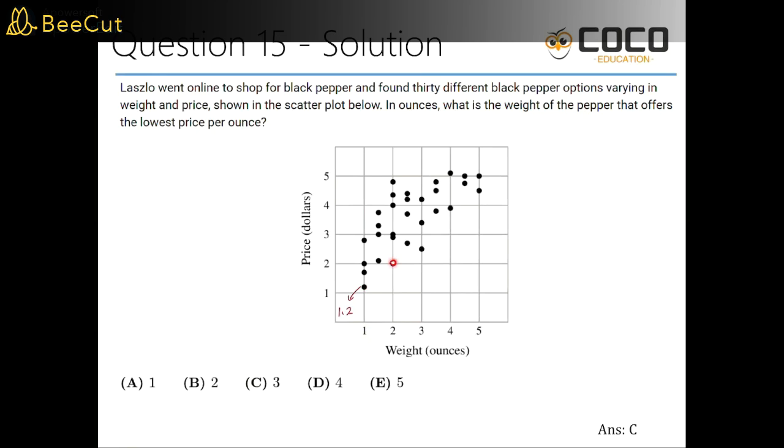The second one, this is a 2. But it's asking for the price per ounce. This is 2 ounces. 2 divided by 2, this is 1. Okay, the third one is about 2.5. So divided by 3 is 0.83.